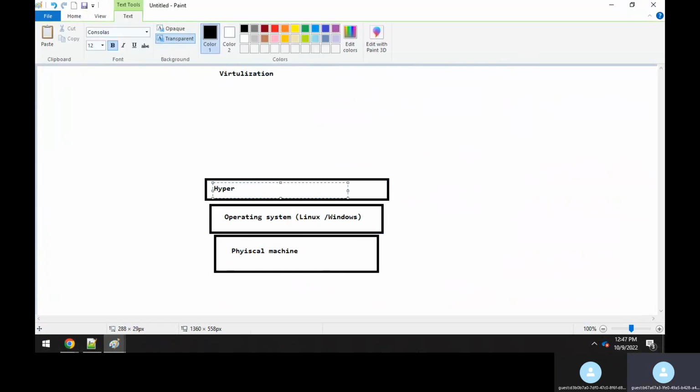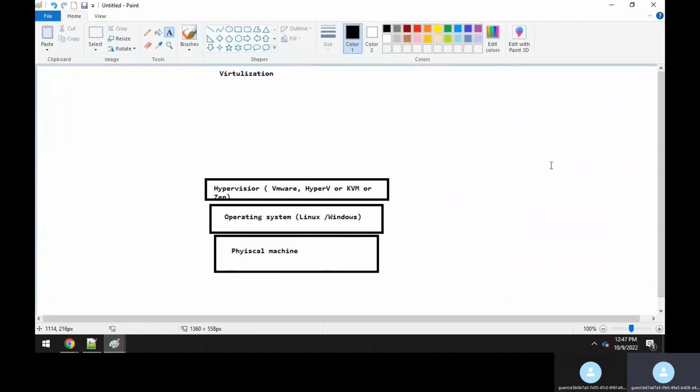We used to install the hypervisor. The hypervisor software could be something like VMware, or Hyper-V from Microsoft, or KVM, or Xen. Any virtualization software, you were able to install it. This we call the hypervisor.